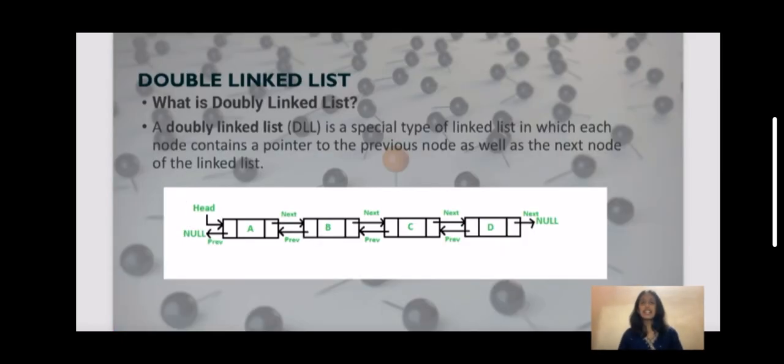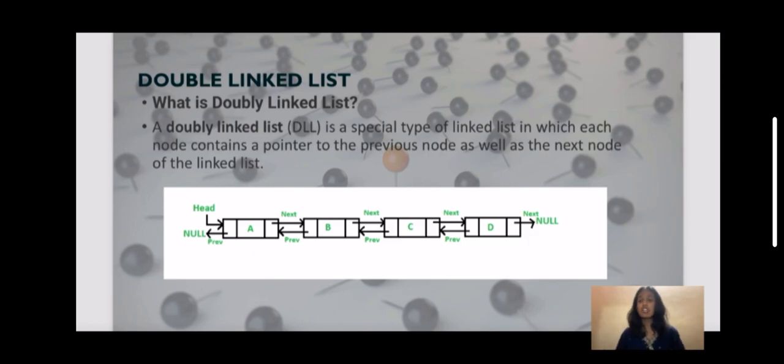So now let's move on to the next topic. Now, what is a double linked list? A double linked list can also be called a doubly linked list, the DLL. This is a special type of linked list in which each node contains a pointer to the previous node and to the next node of the linked list.